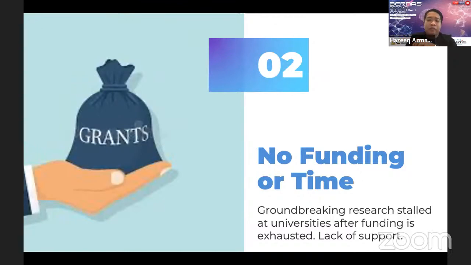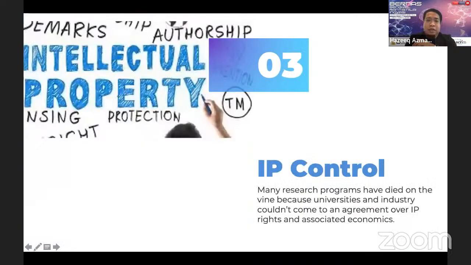Okay. And then number three, we're talking about IP control. Sometimes there is a party of interest, an industry that likes to collaborate with the university, but they couldn't find an agreement on who will have the rights to the products. Okay, so this is also an issue faced by the university.